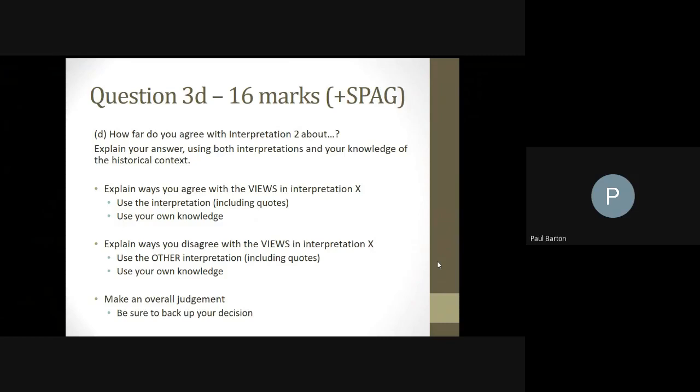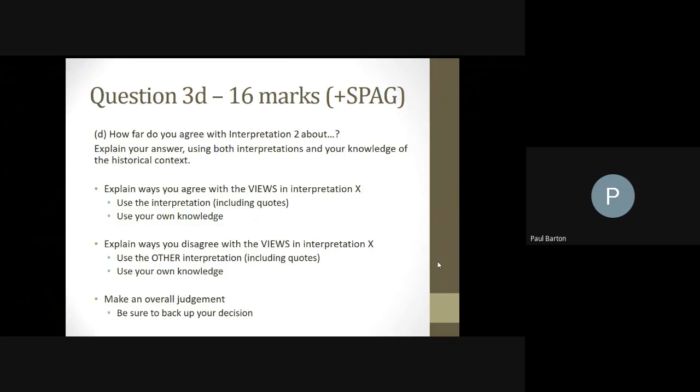It says to explain your answer using both interpretations and your knowledge of the historical context. That's not to be ignored, because it clearly points out you've got to use both interpretations. So whilst interpretation 2 might be in the question, you must include interpretation 1 as well. Really, really important. If you don't, your marks are severely limited. And also, something else you must use is your own knowledge of the historical context. You've got to bring in things you know over and above the things mentioned in those interpretations. And again, if you don't, it's going to seriously limit your marks. So making sure you include both interpretations and your knowledge is really key.